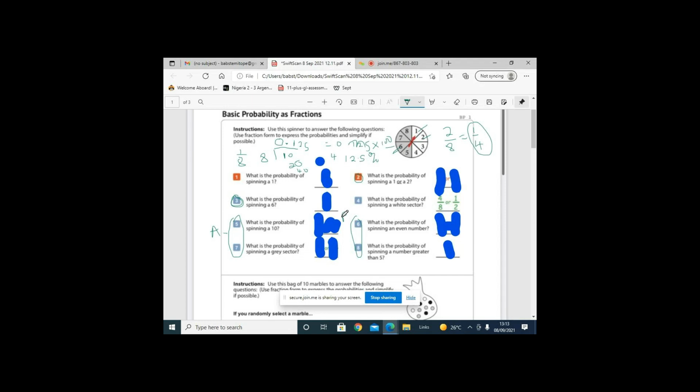Okay, 5, is that going to be 0? Yes, 0, because there's no 10 there.